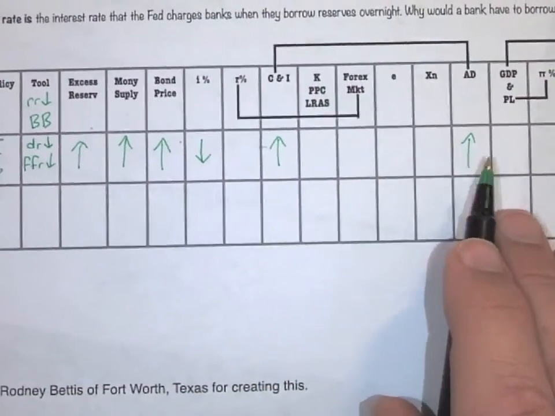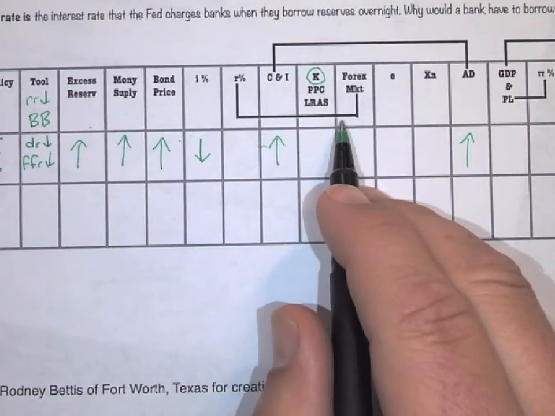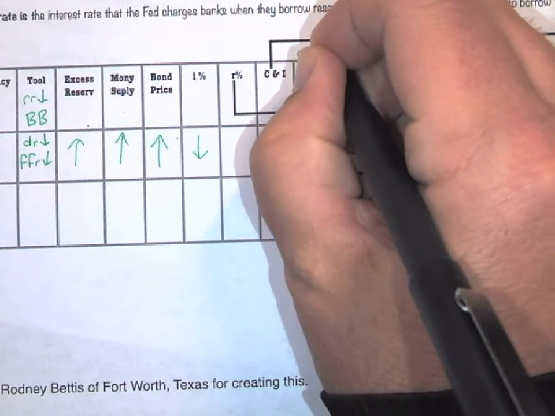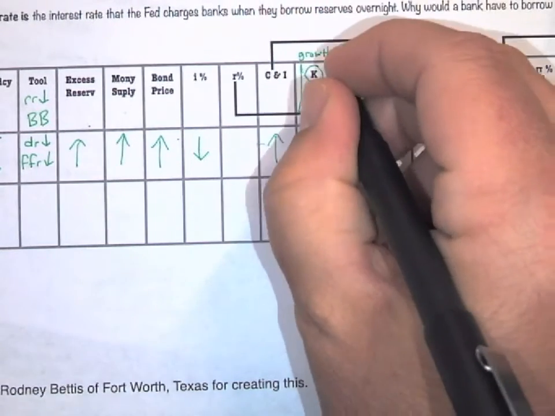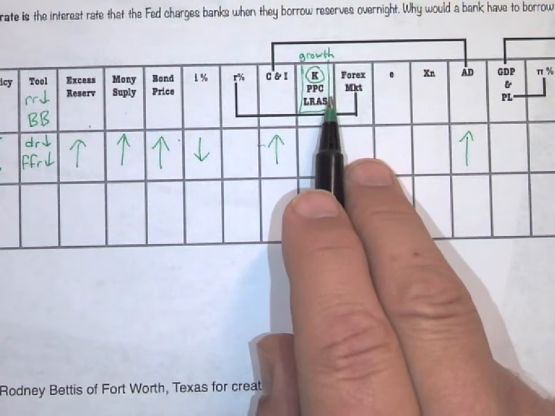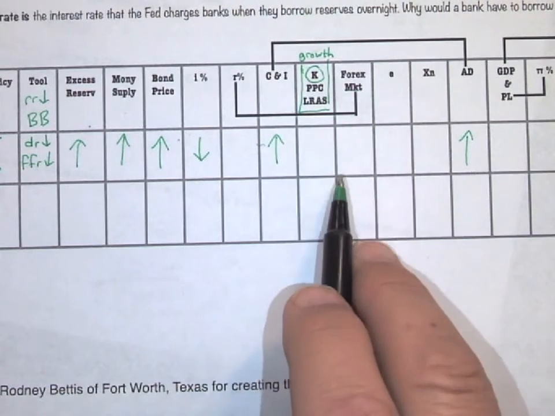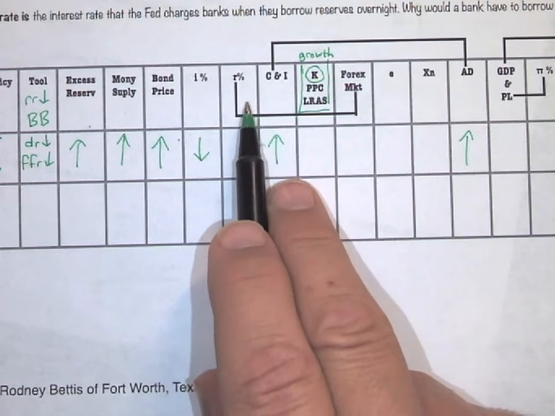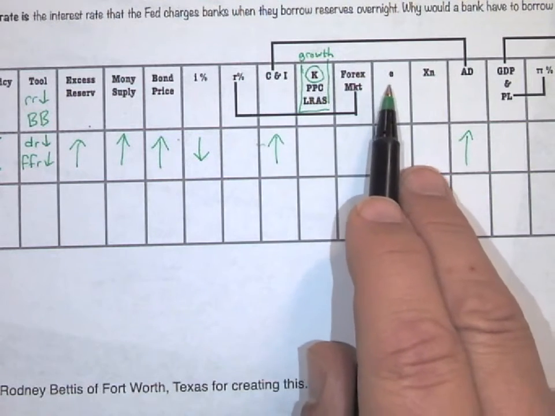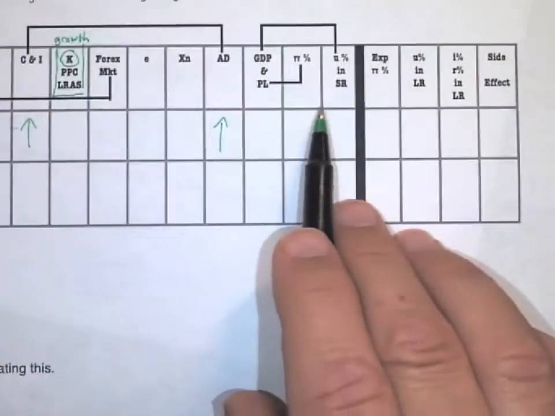So it did work. Now this K right here is capital. These things are our growth items. If we're investing in our businesses, our supply side, then we will have economic growth with more capital goods. Later we'll look at foreign exchange, where the real interest rate attracts people to foreign markets, and then that affects the exchange rate and net exports. But right now, let's look at the rest of our scenario.